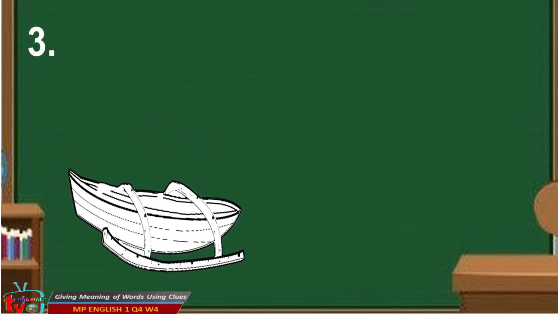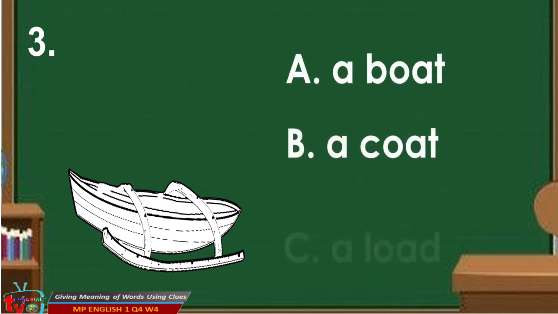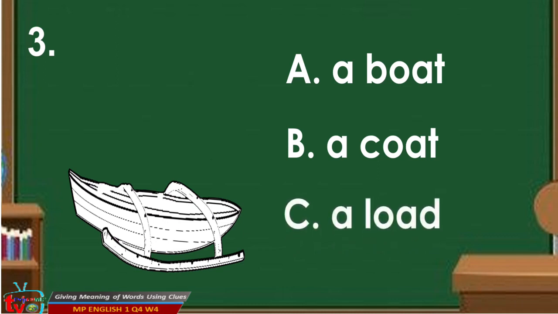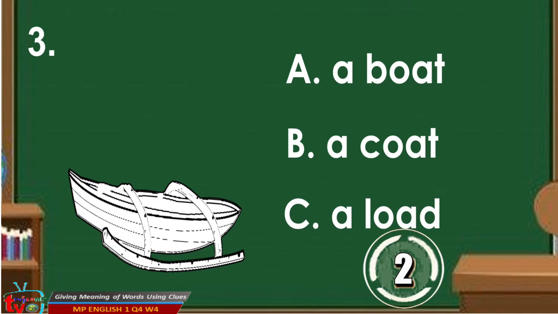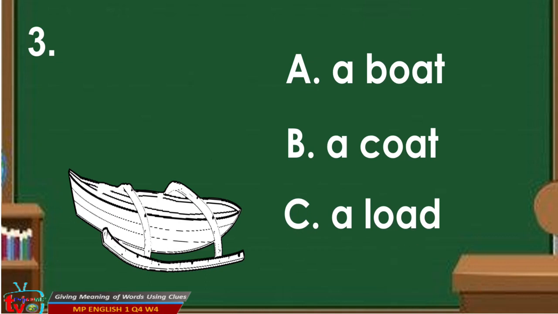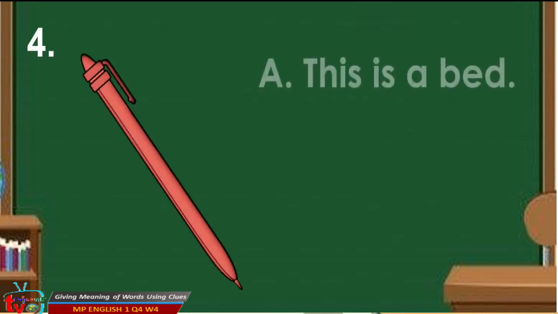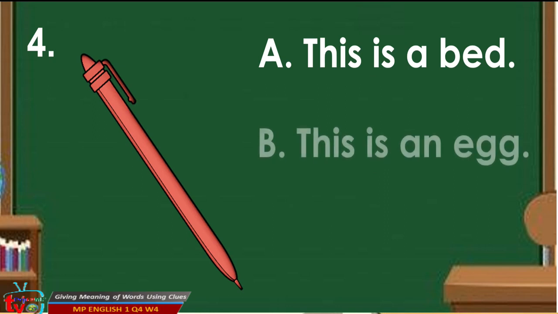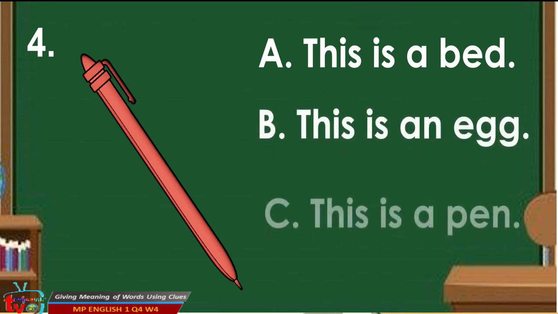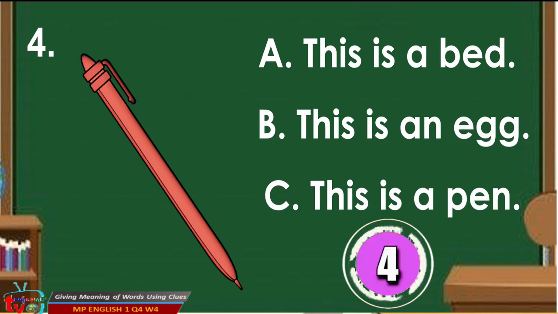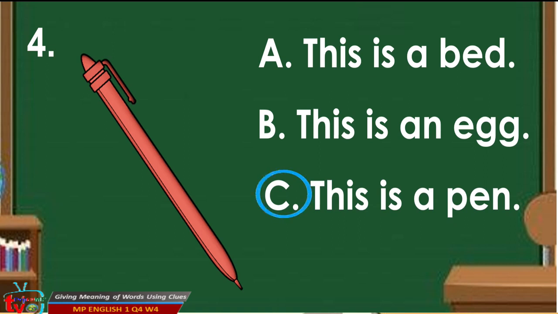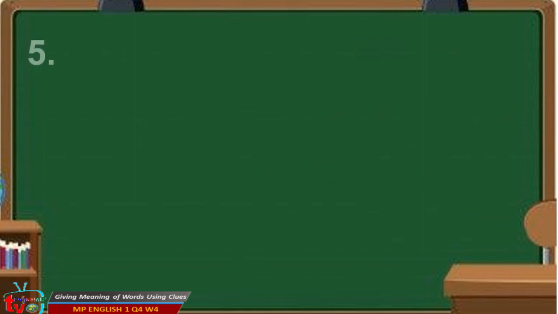Number 3. What do you call this object? A. A boat. B. A coat. C. A load. The answer is letter A. It is a boat. Number 4. What is this object? A. This is a bed. B. This is an egg. C. This is a pen. The answer is letter C. This is a pen.